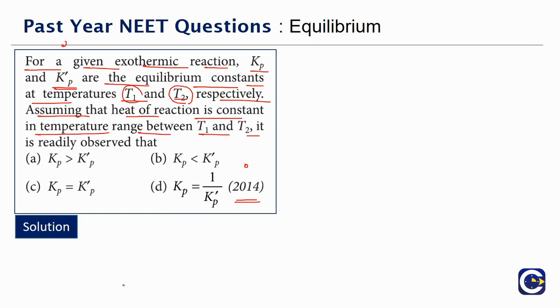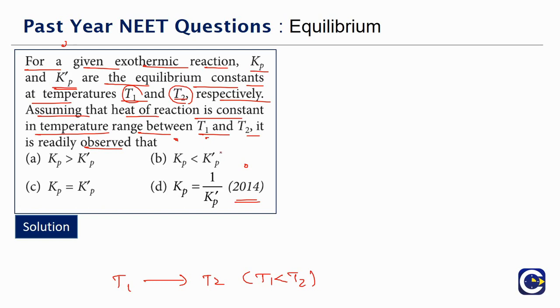telling is that T1 and T2 in the temperature range means they are saying that T1 is less than T2. So in the temperature range we are assuming that T1 is less than T2, and it is observed that, so we need to comment on what is the relation between Kp and Kp dash. Is Kp equal to Kp dash, or is it less, or is it more? So that's what we need to be finding out.